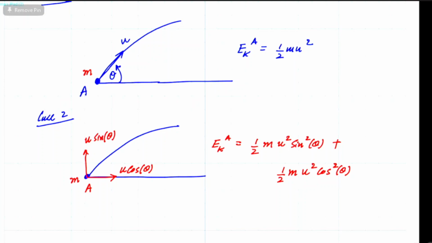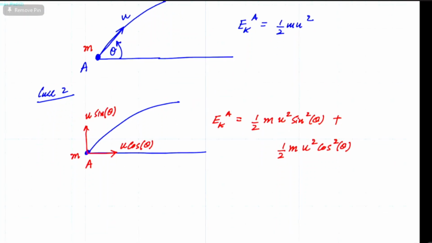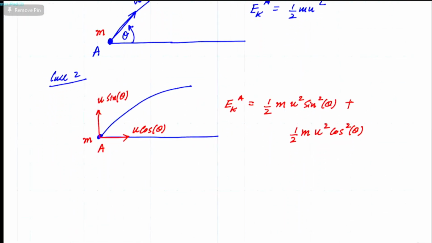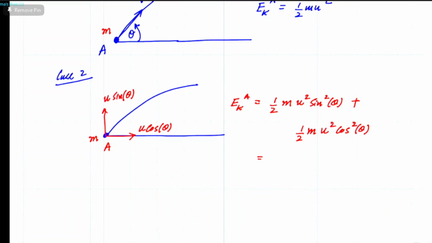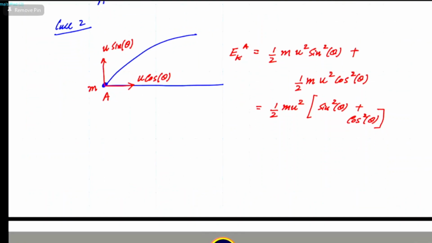So now you can factorize. When you factorize, you get sin square theta plus cos square theta. Right? What is sin square theta plus cos square theta?